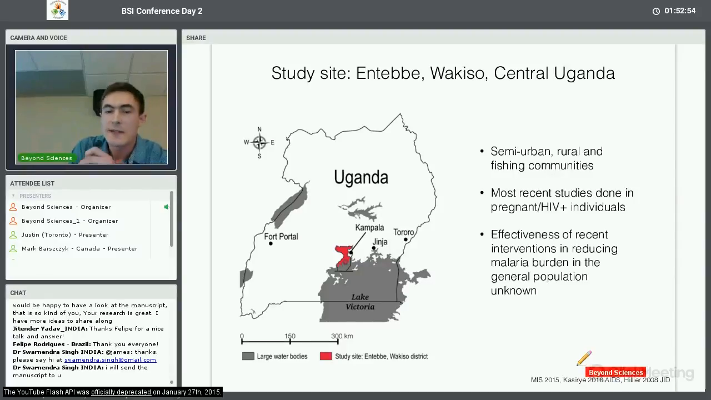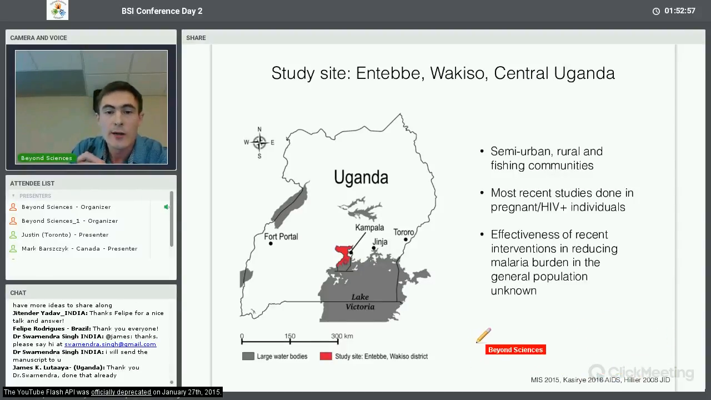Just a few more details. In case you haven't been to Uganda, Uganda is in East Africa, and the region where we were was located on the shores of Lake Victoria, right here. Most recent studies on malaria in this region have focused on pregnant women with malaria and also adults with HIV. So the effectiveness of recent interventions on malaria epidemiology is not very clear in the general population. And this region is basically occupied by semi-urban, rural and fishing communities.